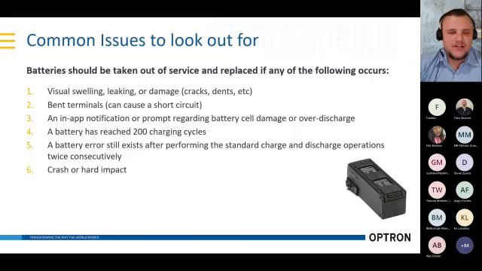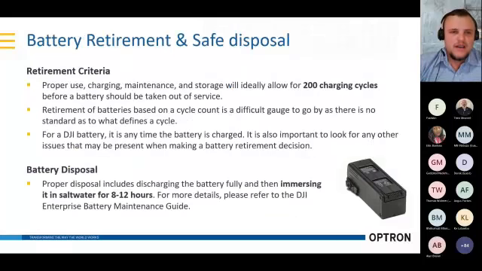And also when your battery has reached 200 cycles, that's charging cycles, you must take it out of service. You retire your batteries after about 200 charging cycles. Anytime the battery is charged, it counts as a charging cycle. So if you charge it 200 times, you can actually also see that in the app.